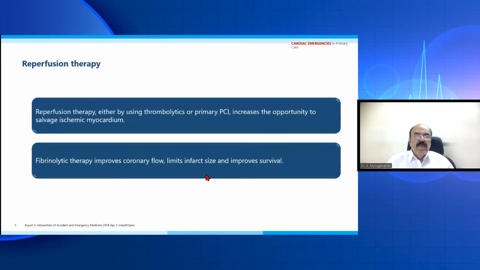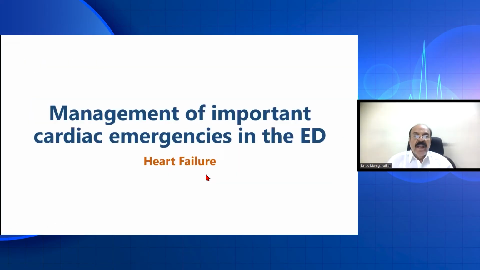Reperfusion therapy, either by using thrombolysis or primary PCI, increases the opportunity to salvage the ischemic myocardium. The crux of the matter is you must salvage the myocardium. The more time you take, myocardial death is inevitable. That's why the earlier the better to do the reperfusion. Thrombolytic or fibrinolytic therapy improves coronary flow, limits infarct size, and improves survival.